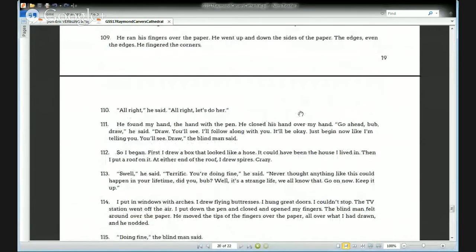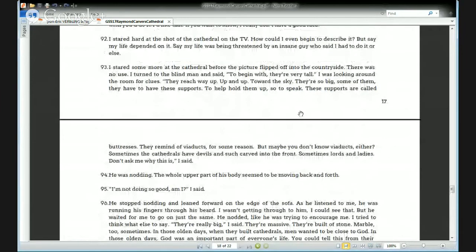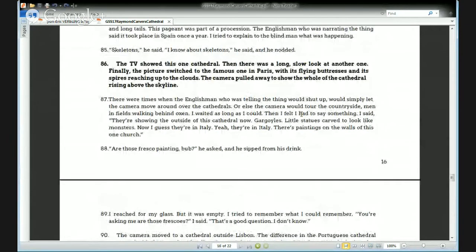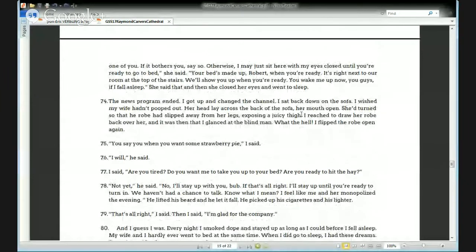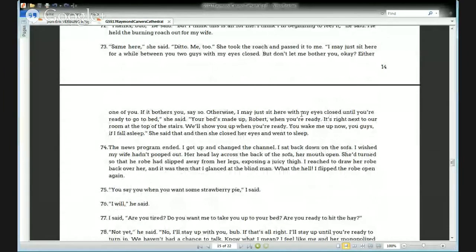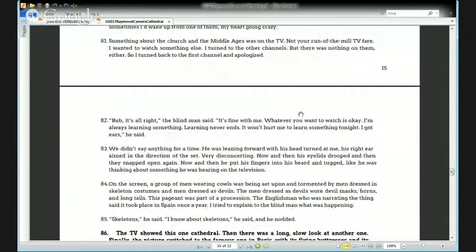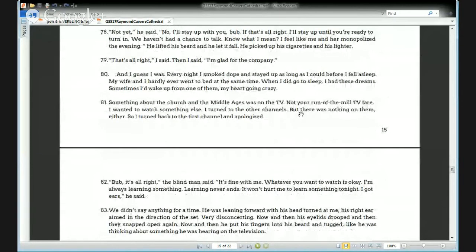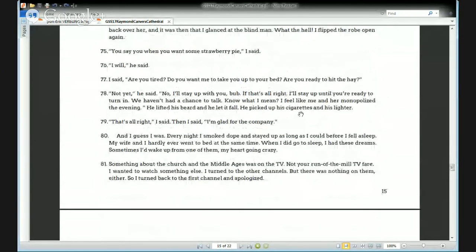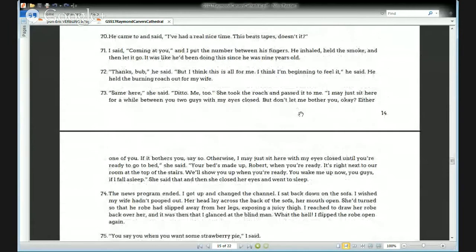I'm going to see if I can find it. I think I highlighted it here. Let me just go back to before this part in 86, before the cathedral, a little bit before that. Where? I'm trying to find it. Hold on. Yeah, here it is. It's before the TV show began, before the TV show.